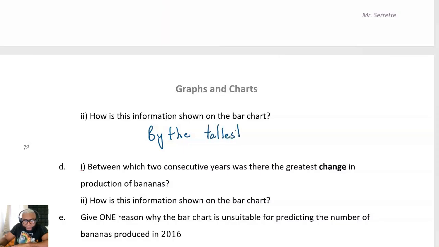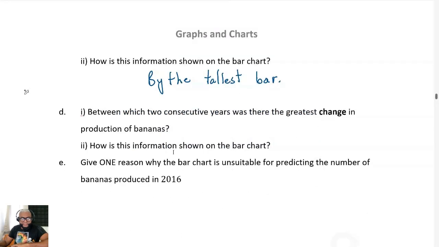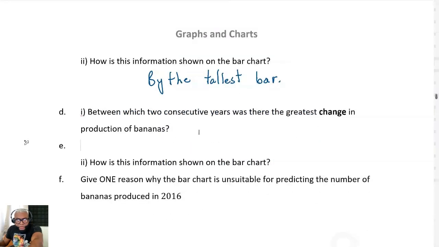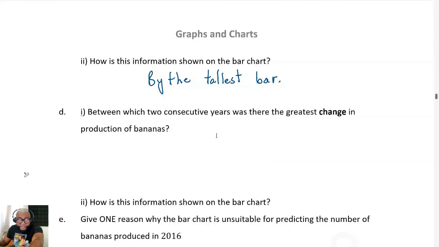Now we're talking about the tallest bar. Between which 2 consecutive years was there the greatest change in production of bananas? They did not say it was the greatest increase or the greatest decrease. Consecutive means one after the next. Between which consecutive years was there the greatest change? It could be an increase or a decrease.